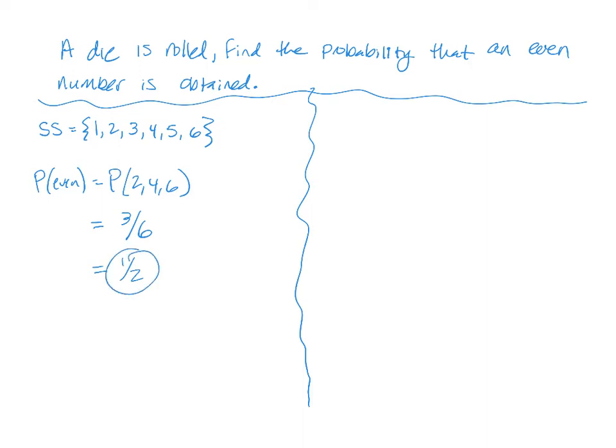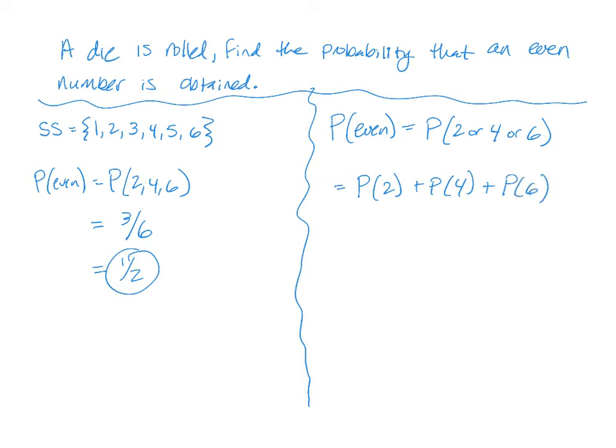All right, another way to do this is to say, what is the probability I get an even? That's the probability of 2 or 4 or 6. So it's equal to the probability of 2 plus the probability of 4 plus the probability of 6. So 1 out of 6 plus 1 out of 6 plus 1 out of 6 is 3 out of 6, or 1/2.